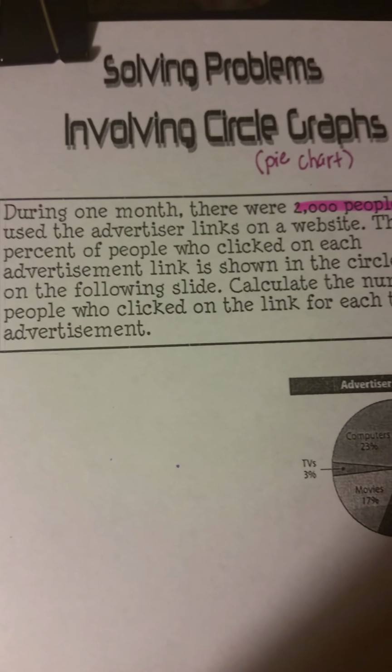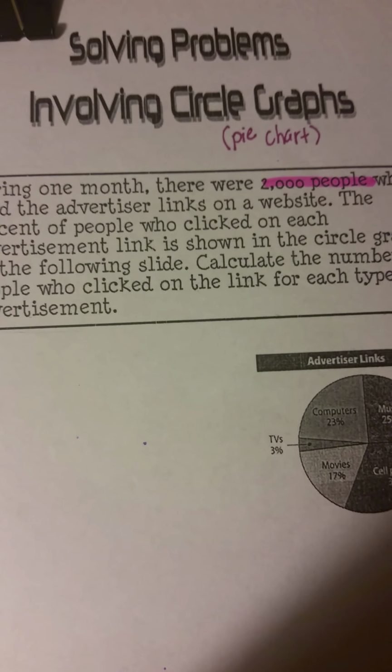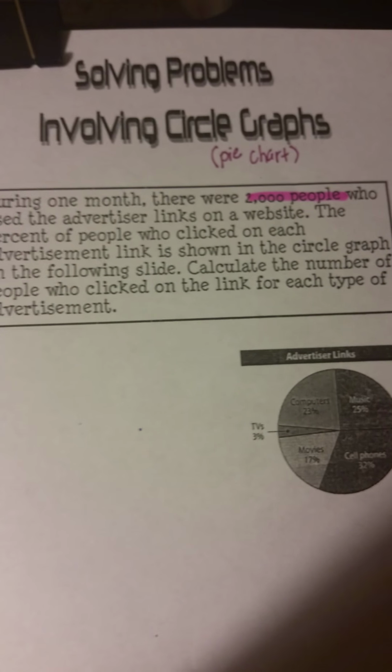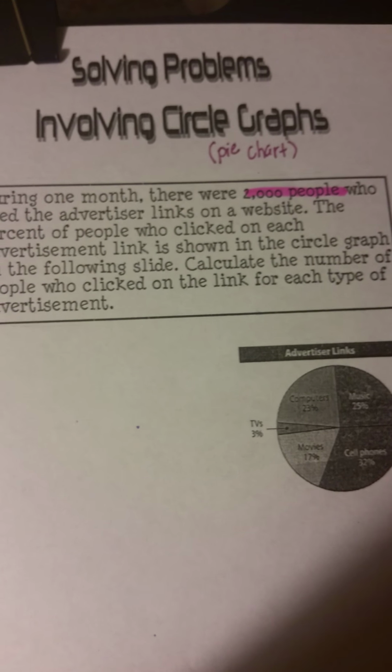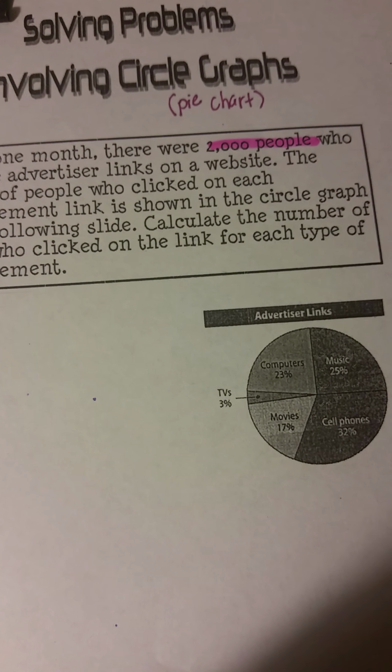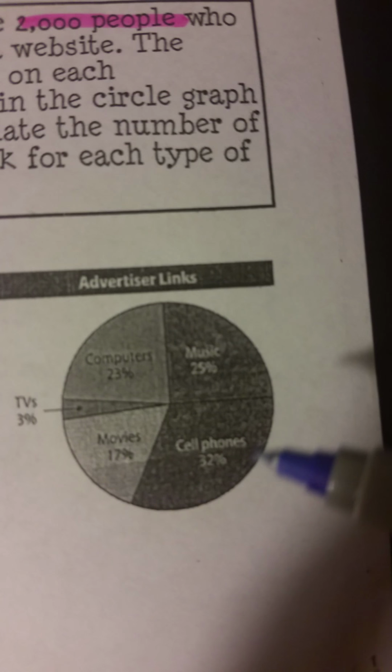Okay. The percent of people who clicked on each advertising link is shown in the circle graph. Calculate the number of people who clicked on the link for each type of advertisement. So now I'm going to have to set up a proportion for each and every one of these. So I'm going to have to set up 1, 2, 3, 4, 5 proportions.